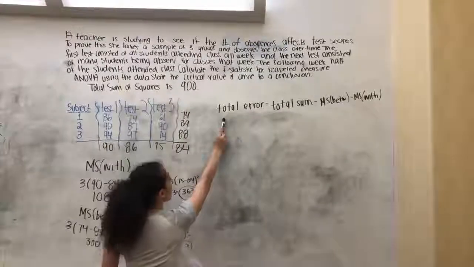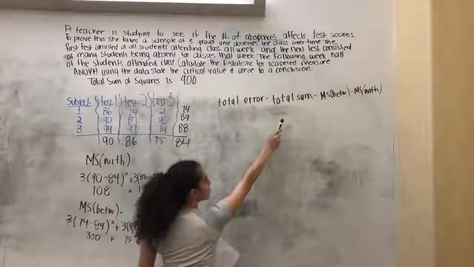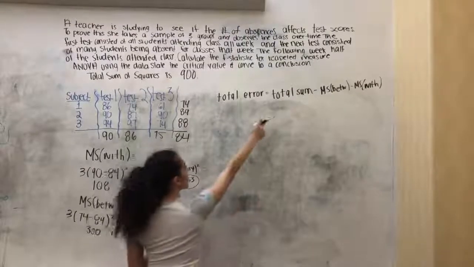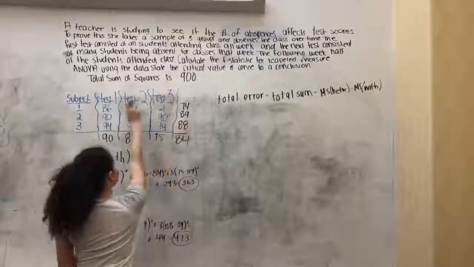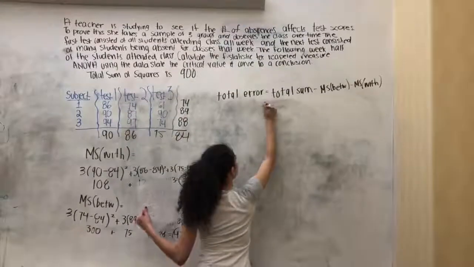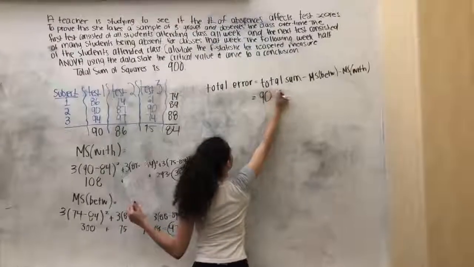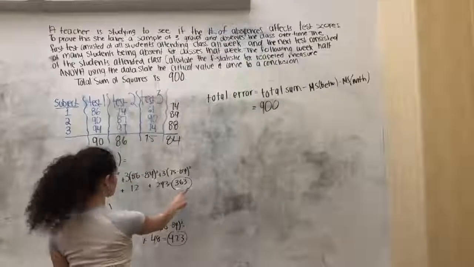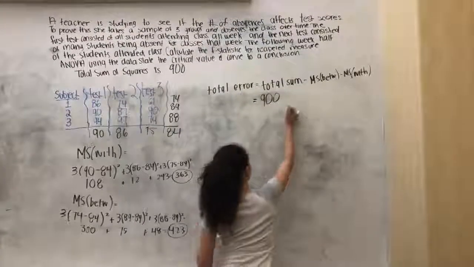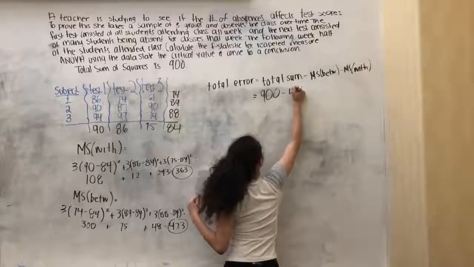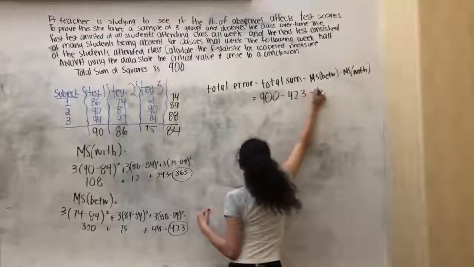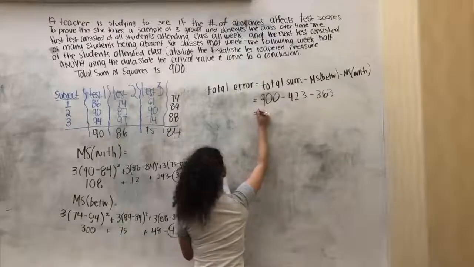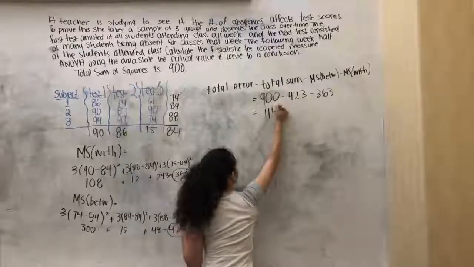total error. And the total error is equal to total sum minus MS between minus MS within. So we're going to plug in, and the total sum is going to be 900 because it indicates on the problem. And MS between is 423 and MS within is 363, so we're just going to plug that in. And the total error is going to equal 114.